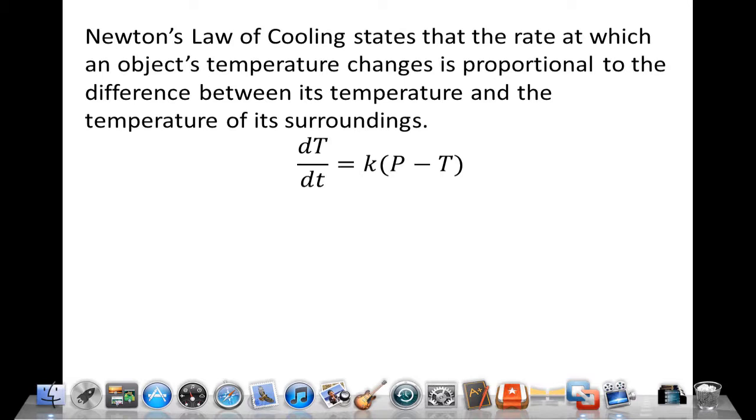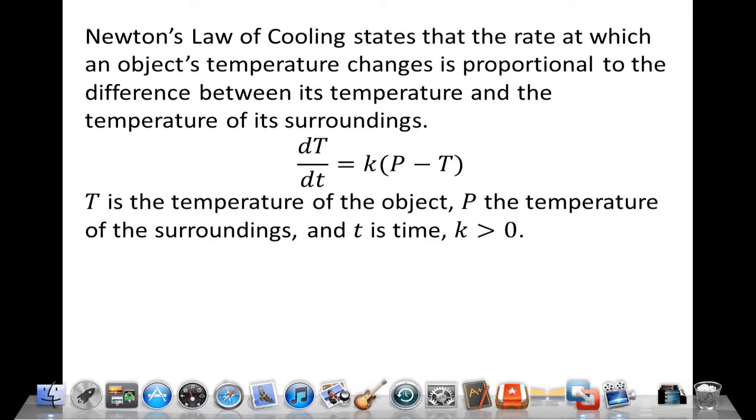So the equation that we get from this, and some of these will be given to you here, is dT, that's the rate at which the temperature is changing, is proportional to, which means we'll get a constant multiple. That's what the k is. The difference between the temperature of its surroundings and the temperature of the object. Now P here represents the temperature of the surroundings, and T is the temperature of the object. And here we'll just assume that k is positive.